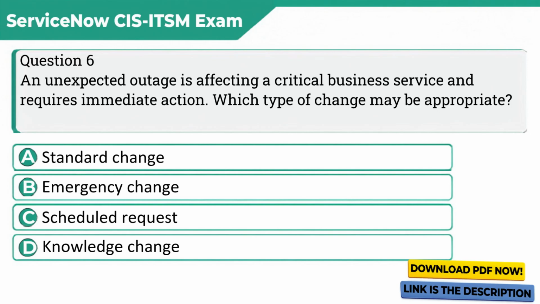Question 6. An unexpected outage is affecting a critical business service and requires immediate action. Which type of change may be appropriate? A. Standard change. B. Emergency change. C. Scheduled request. D. Knowledge change.